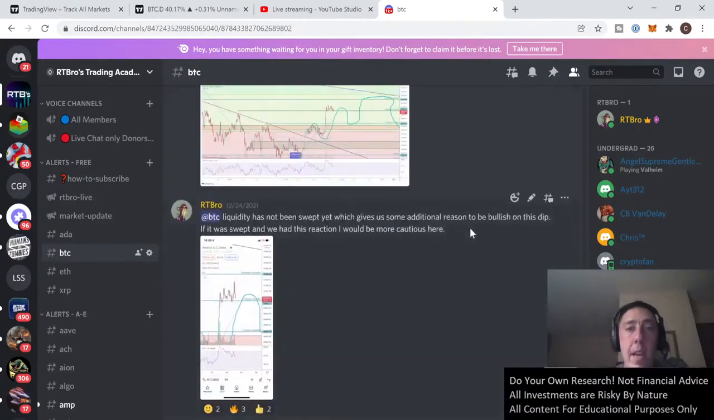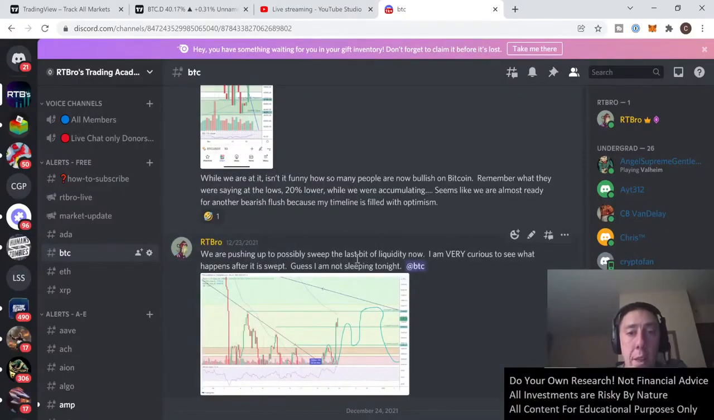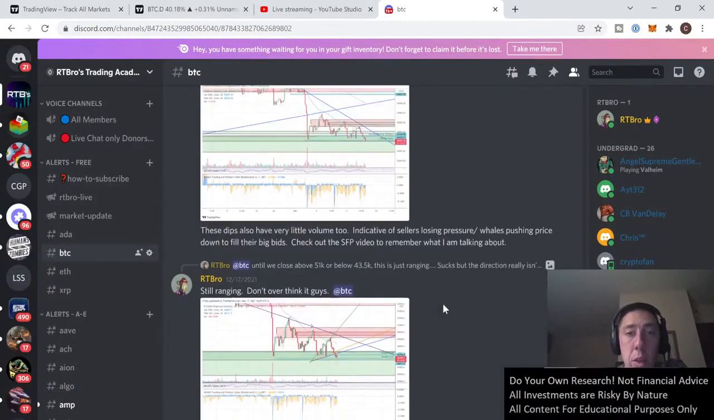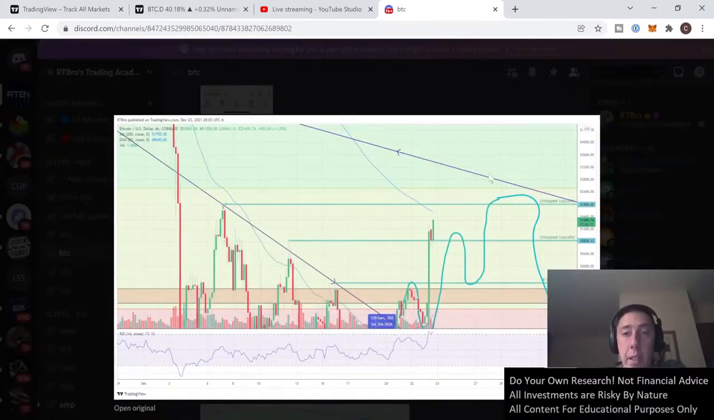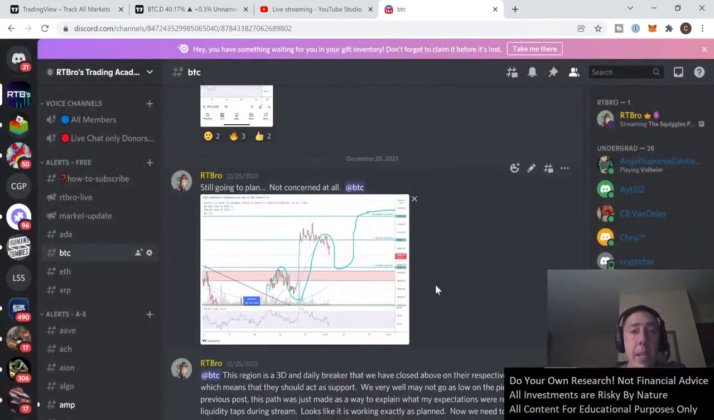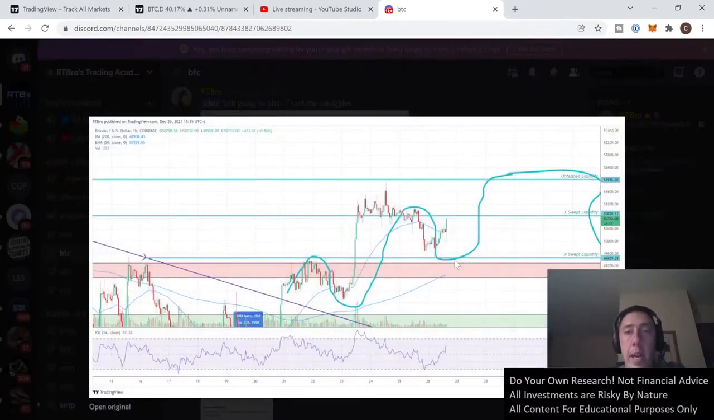If you go way back here, let me find the first squiggle I drew. I think it was right here. Look at the squiggle. I drew that way back on the 23rd of December. Then the 27th: come up here, come back down, retest, back above, come back down, crash. This is what's happened, guys. Trust the squiggles: go up, back down, come back up.